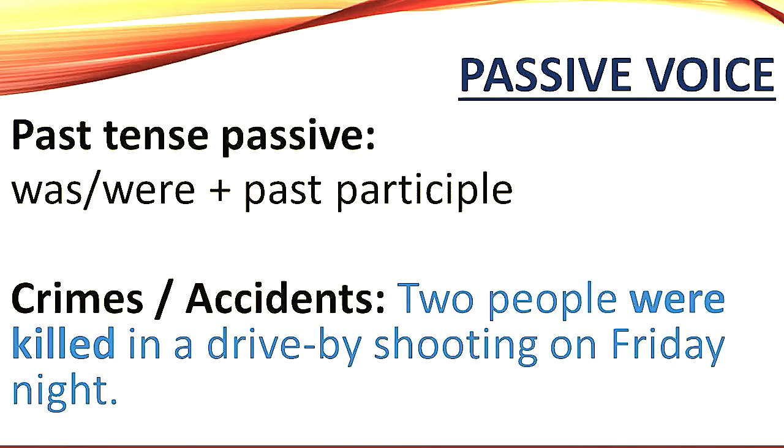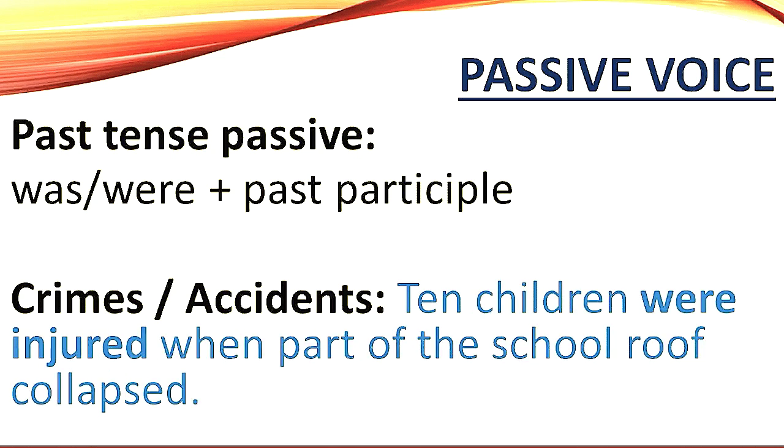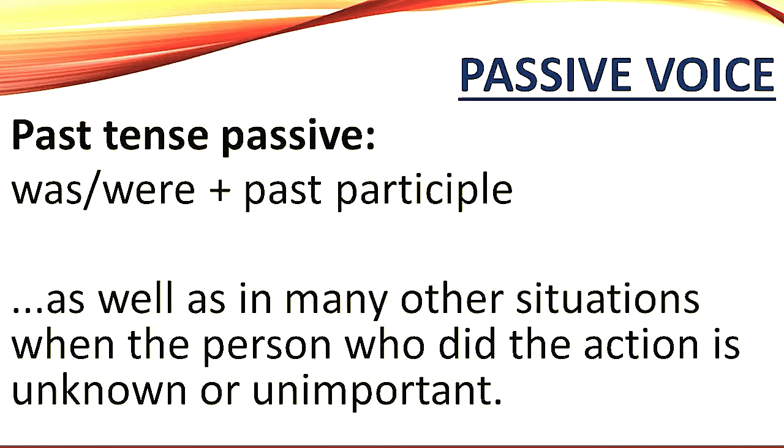As well as crimes and accidents: two people were killed in a drive-by shooting on Friday night. Ten children were injured when part of the school roof collapsed. As well as in many other situations when the person who did the action is unknown or unimportant.